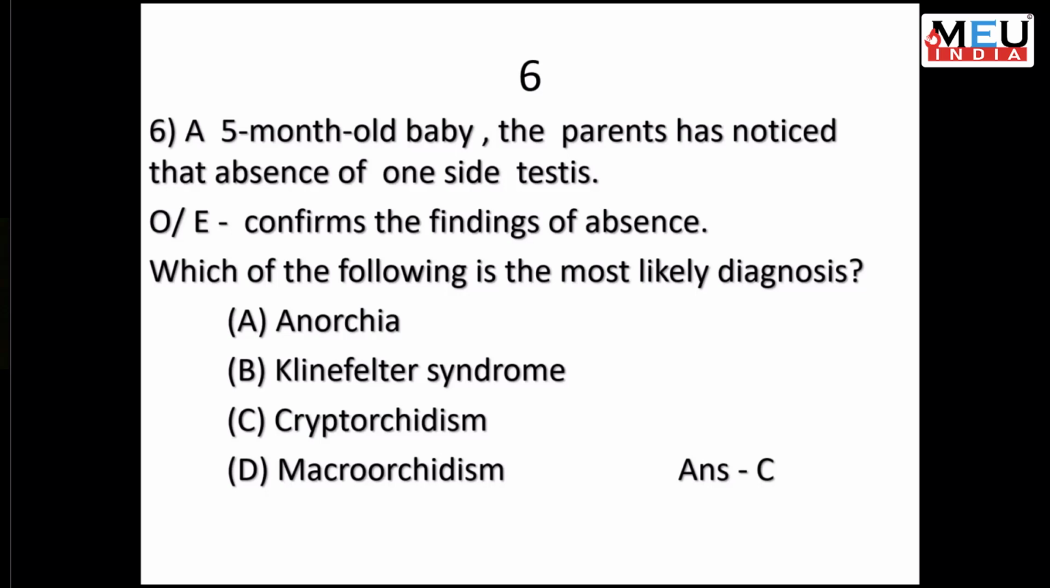Congenital absence of both testes, anorchia; then the features of Klinefelter syndrome, what will happen there? Then macroorchidism, what is it? Where will you see it? Like that we can discuss.